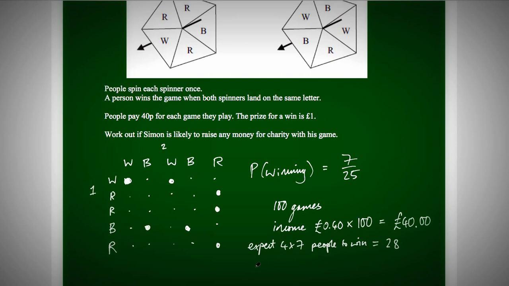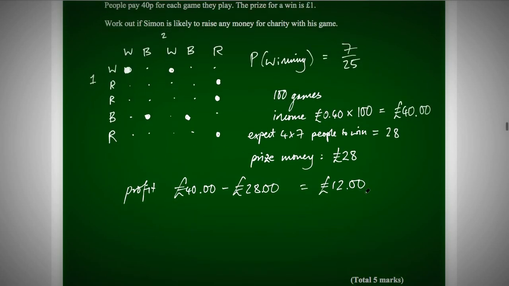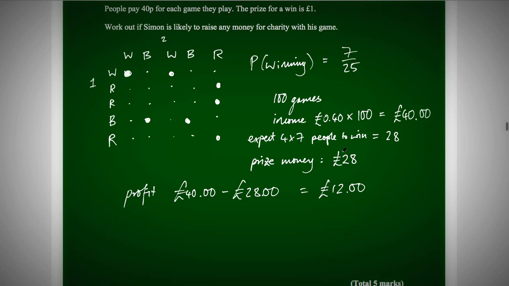So prize money given would be £28, 28 times the £1 that they get if they win a prize. Profit is £40, take away £28, leaving us with £12. So, yes, overall, Simon is likely to raise money for charity with this game.